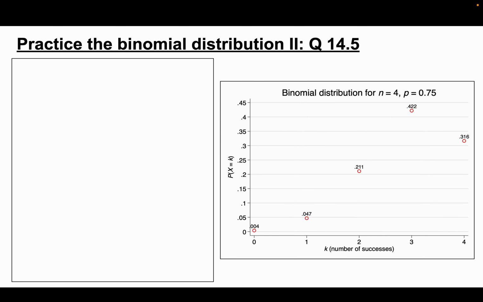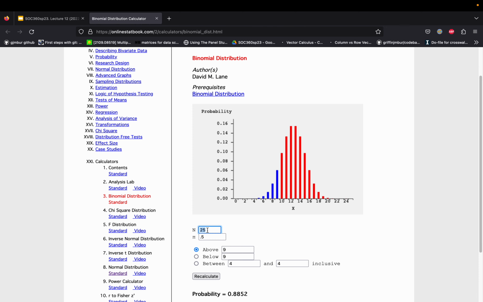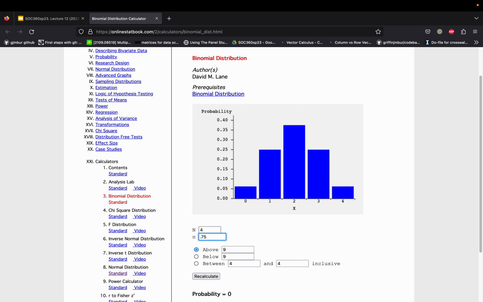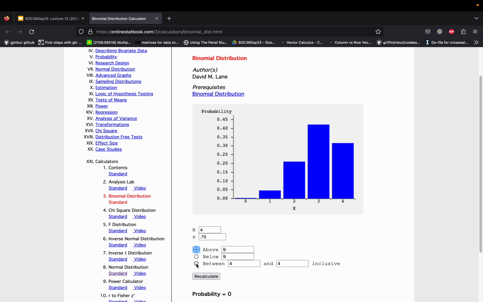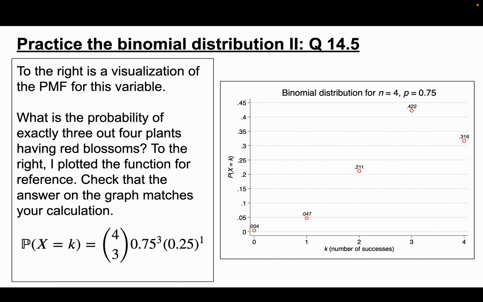So it looks like this, and hopefully this feels fairly intuitive. The highest individual probability, of course, is getting exactly 3, but 4 and 2 are also in there, and then 0 predictably is at the bottom. Let's again check what that looks like with the calculator here. In this case, we have a sample size of 4, probability of 0.75, and let's just say we're interested in exactly 3. So let's see whether our work by hand actually matches what we would get here on the graph.